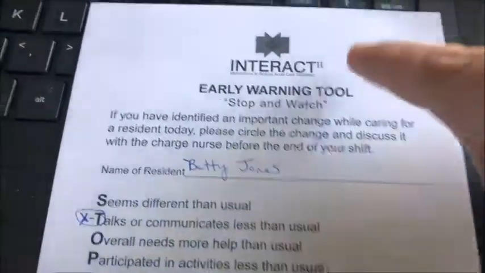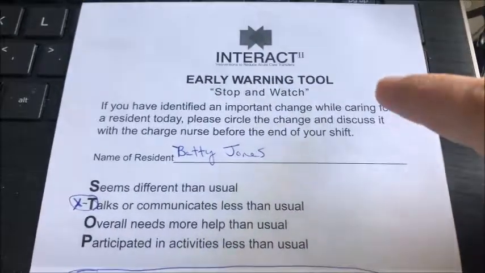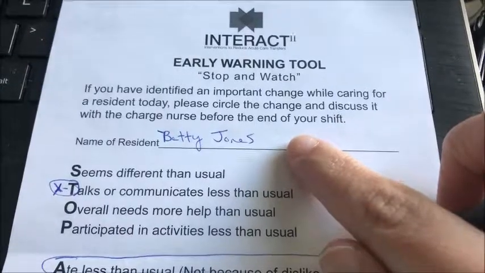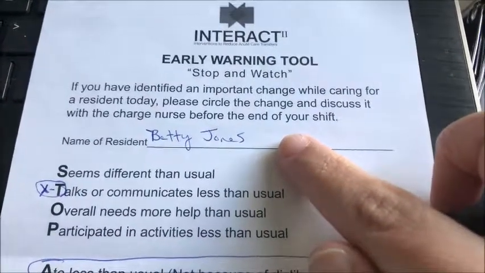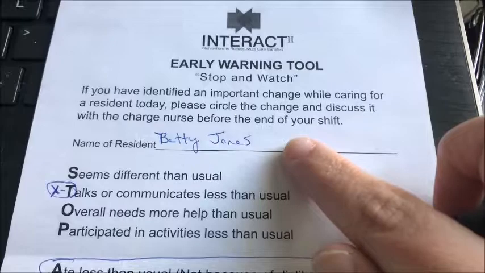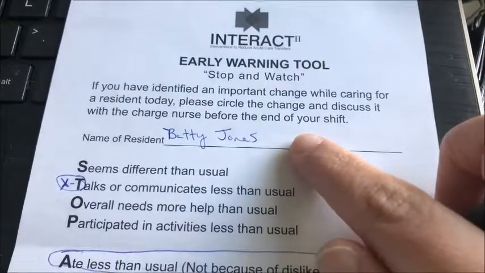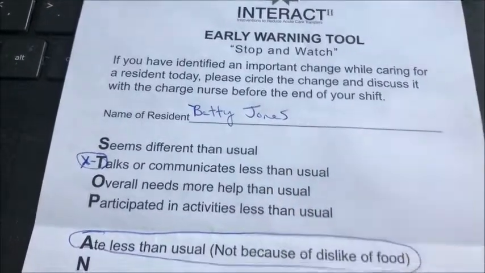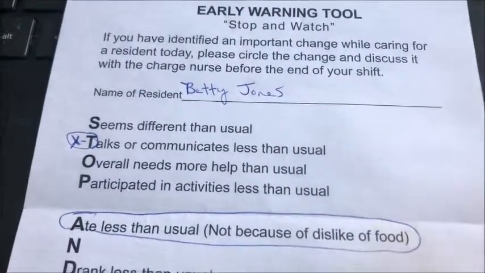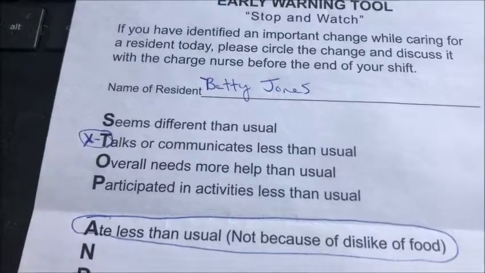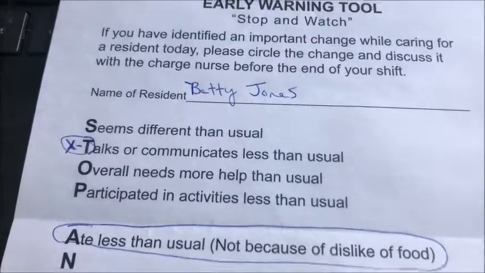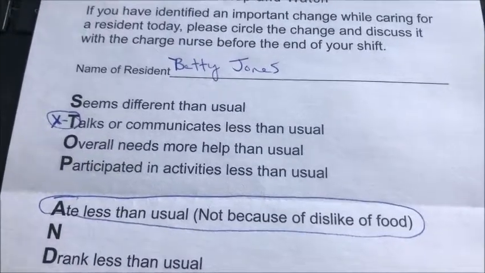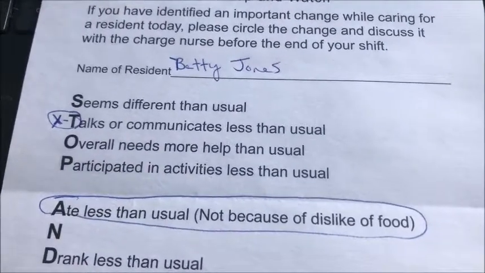Okay, so now you can see, this is what I was telling you about, the Interact Early Warning Tool. So this is our resident, Betty Jones, and no, I have never had any resident named Betty Jones. Just FYI, so I'm not using any information about a real person. So I circled and marked what I put in different ways, so you can see how I've seen different people do it. As long as you get this information to somebody about the change in the resident's condition, that's what really matters.